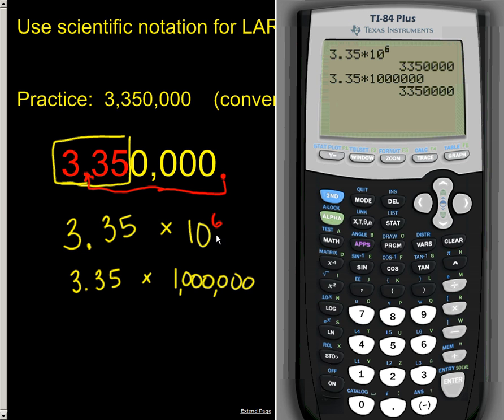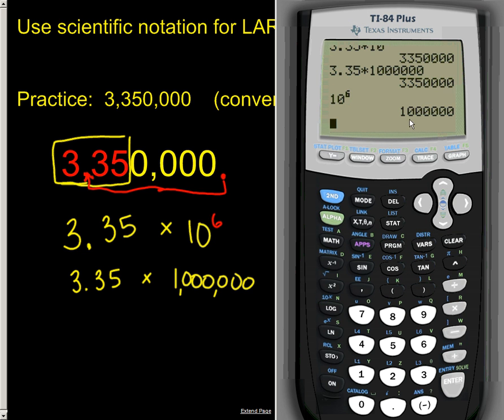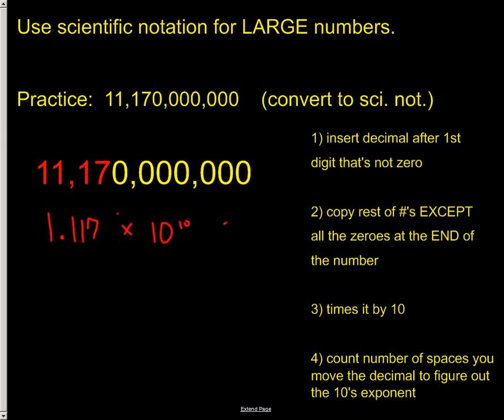It's these powers of 10, and 10 to the 6th really is 1 million. When we're looking at powers of 10, you take the exponent and you put a 1 there, and that's how many zeros are after it. Let's go through a couple more real fast.